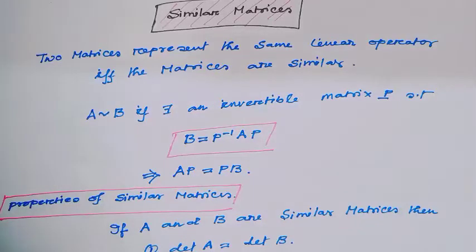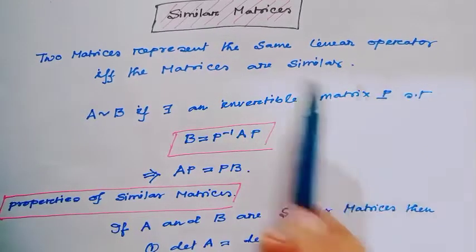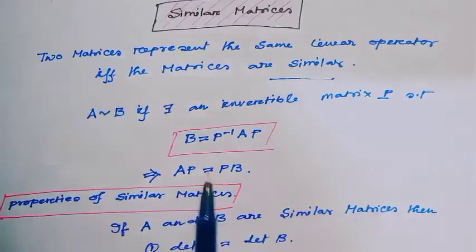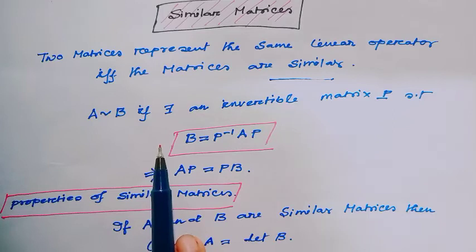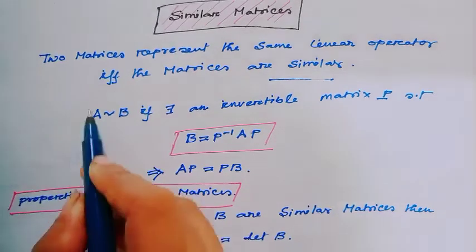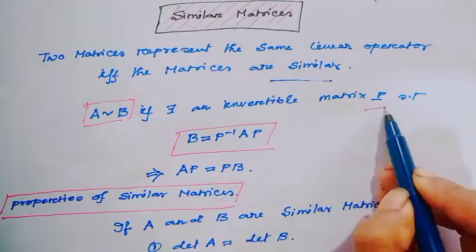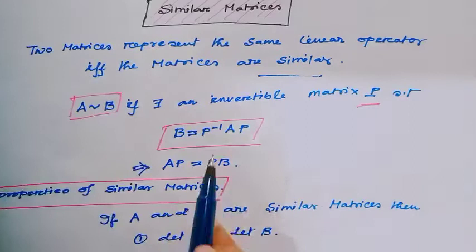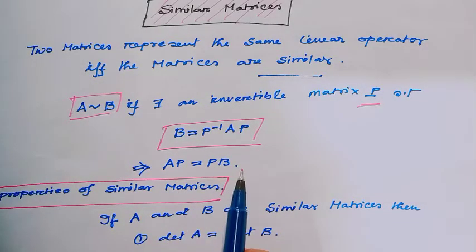In my earlier video, I had discussed what similar matrices are. I had seen that two matrices represent the same linear operator if the matrices are similar. The definition of similar matrices is: if A is similar to B, that means there exists an invertible matrix P such that B equals P inverse AP. That implies AP equals PB.